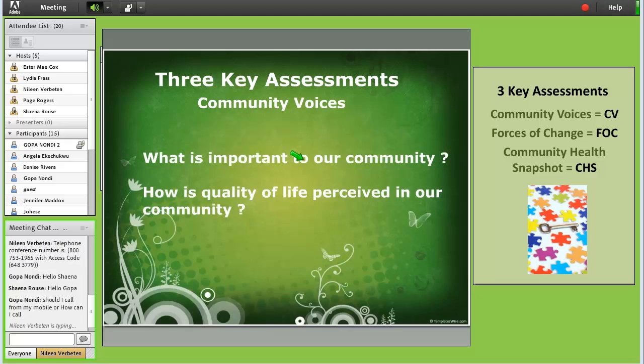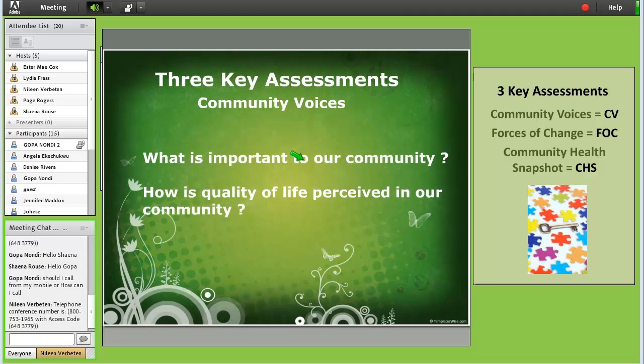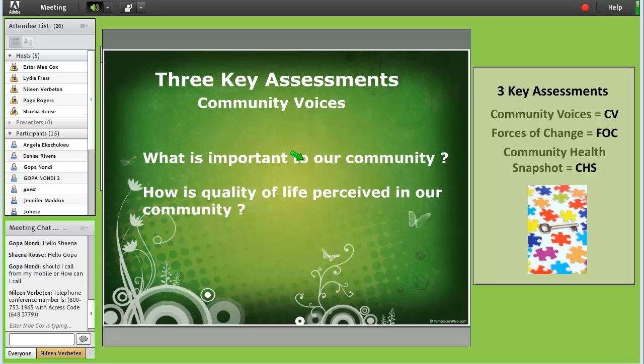Moving on to the community voices. In this assessment, you're gathering thoughts, opinions, and concerns from community members, and it leads to a portrait of the community as seen through the eyes of its residents. And you will be answering the questions, what is important to our community, and how is quality of life perceived in our community?